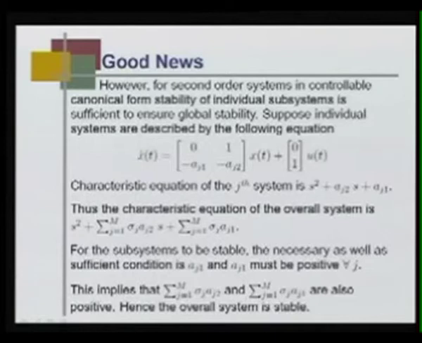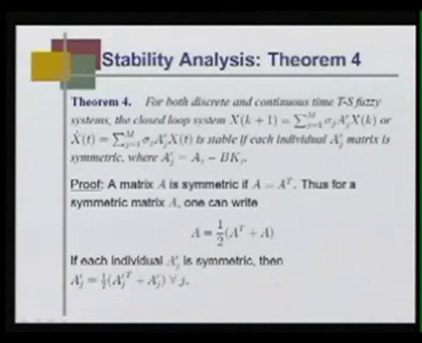Good news. However, for a second order system in controllable canonical form, stability of individual systems is sufficient to ensure the global stability. Suppose individual systems are described by the following second order equation. The characteristic equation of the jth system is this, thus the characteristic equation of the overall system is this. For the subsystem to be stable, the necessary as well as sufficient condition is Aj1 and Aj2 must be positive. This implies that this particular summation and this particular summation are also positive. Hence, the overall system is stable. This is a simple logic.